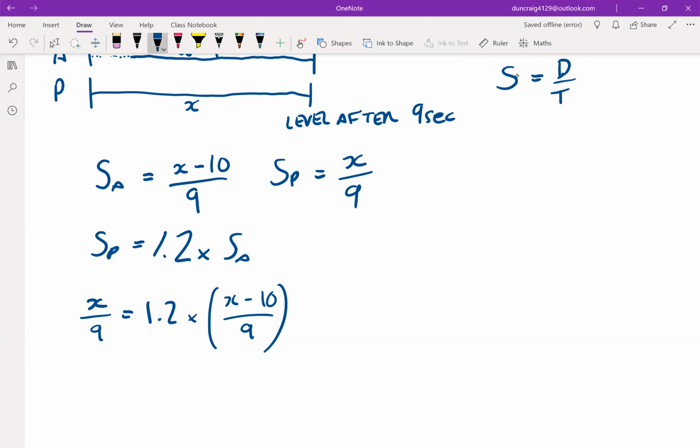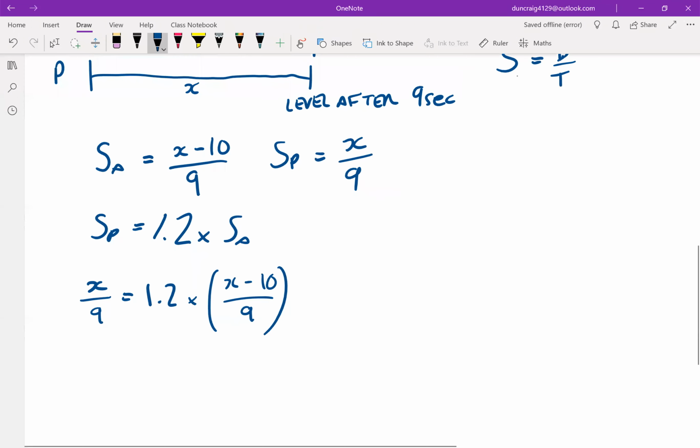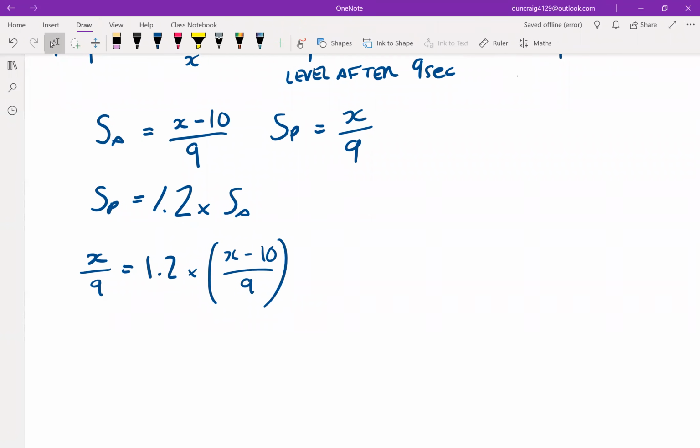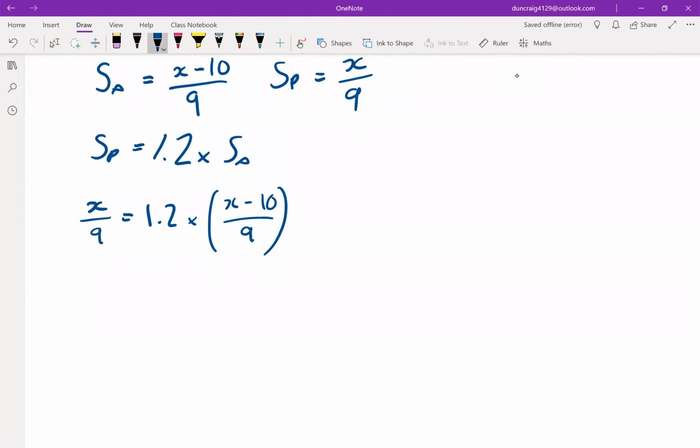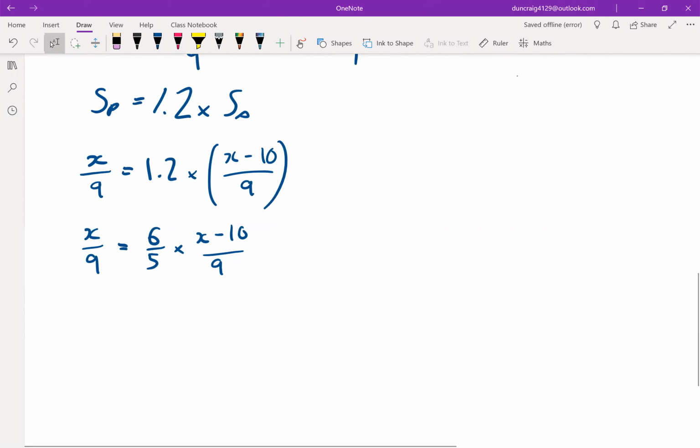Now, I don't like dealing with both fractions and decimals, so let's go ahead and make that decimal a fraction, which is 6 over 5. That makes it easier. So x over 9 is equal to 6 over 5 times x take 10 over 9. Alrighty, so we've got 9 and 5 there. The lowest common multiple is 45. Let's go ahead and multiply everything by 45.